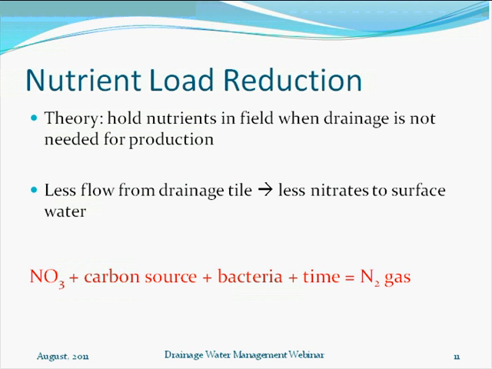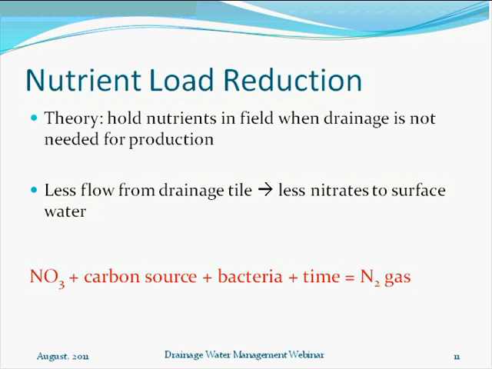All right. Now, drainage water management has been shown to reduce nutrient loads. That's great. Here's a theory. We talked about this before. The idea is we're going to try and hold nutrients in the field when drainage is not needed for production. So we're going to block that tile, or essentially render the drainage system inoperable, but just for a short period of time. It's a temporary thing. It puts the producer in control of when drainage happens and when it does not.